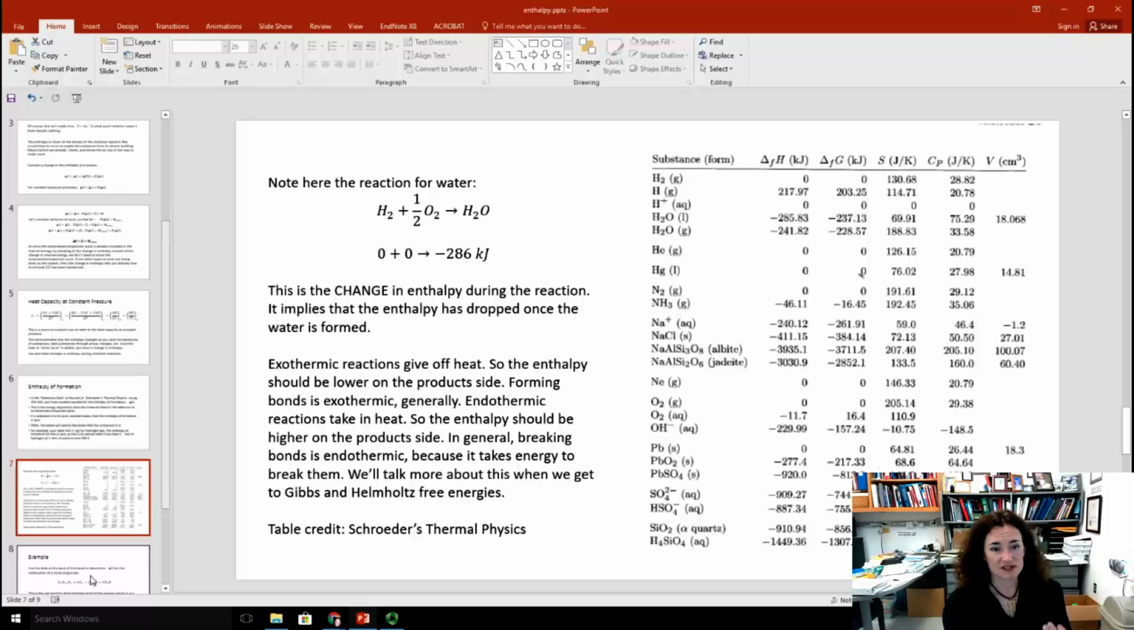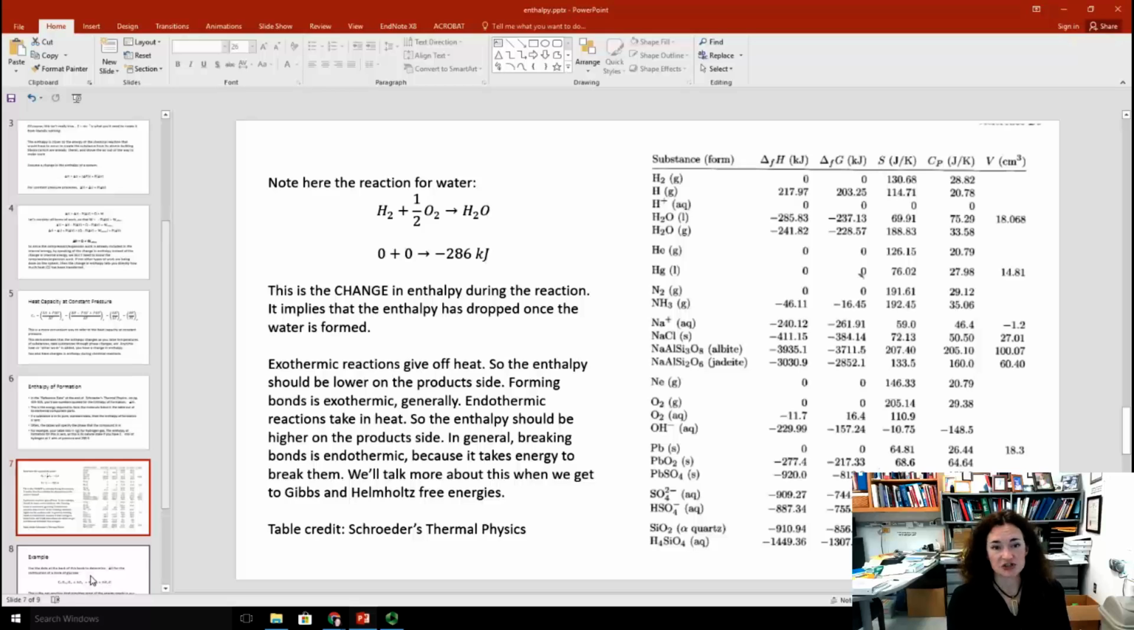So forming bonds is generally exothermic, right? Because you've got a certain potential energy for the things in their pure form, and then when they bond, the potential energy of the system will drop. And so when that happens, heat has to be given off, and that's exothermic.